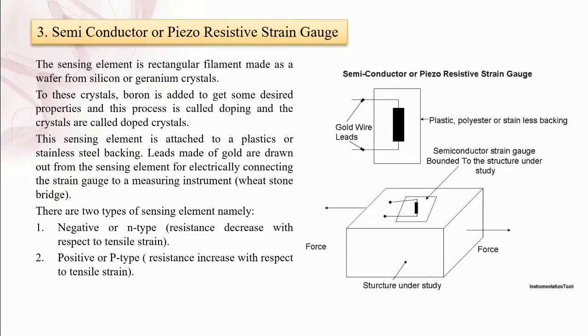Next, we are going to discuss the semiconductor or piezo-resistive strain gauge. In a semiconductor piezo-resistive strain gauge, the sensing element is a rectangular filament made as a wafer form of silicon or germanium crystals. This semiconductor strain gauge depends for its action upon the piezo-resistive effect, that means the change in value of the resistance due to the change in resistivity.